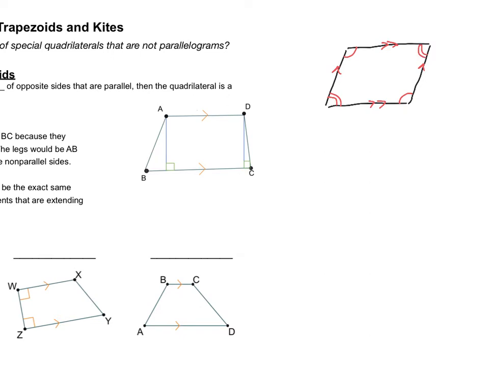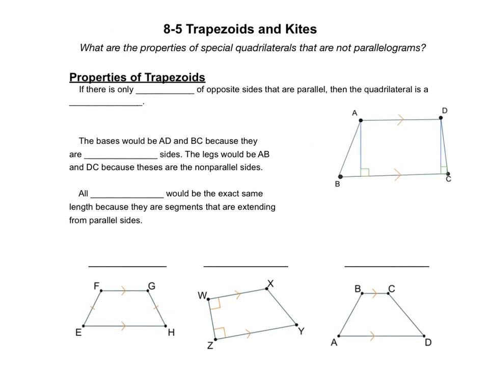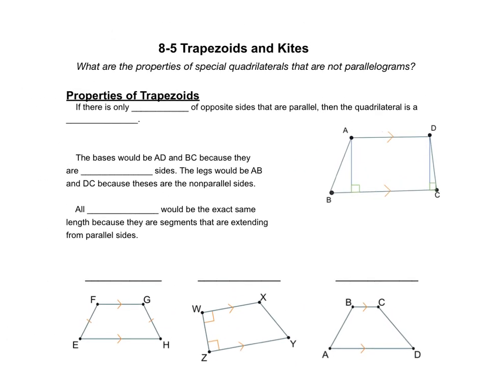And what else do we know? That our opposite sides are congruent. So those are some of the basics for parallelograms, but now we talk about quadrilaterals which aren't parallelograms, and that gets us into the properties of trapezoids and kites.